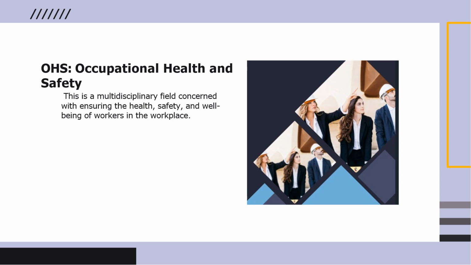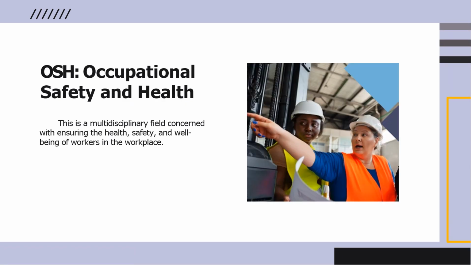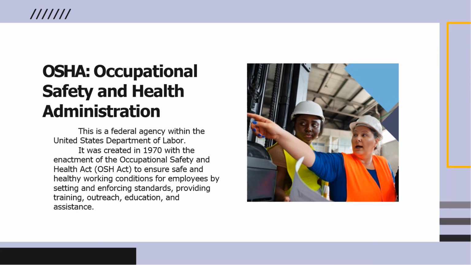Similar to OH is OHS, but this is an additional branch, so you actually have safety included. So it talks about occupational health and safety, which includes the work environment and how work operations are being done. So this is a multidisciplinary field concerned with ensuring the health, safety, and well-being of workers in the workplace. OSH, occupational safety and health, is similar to OHS.